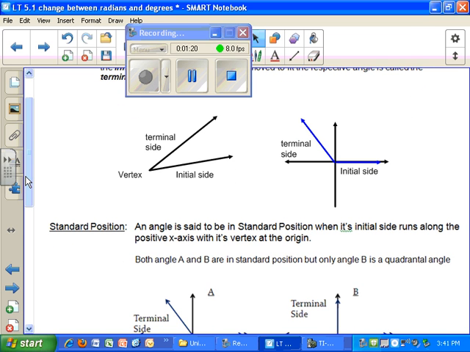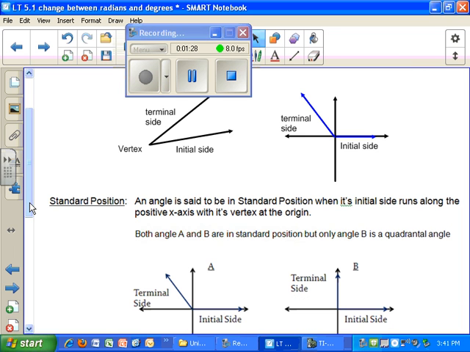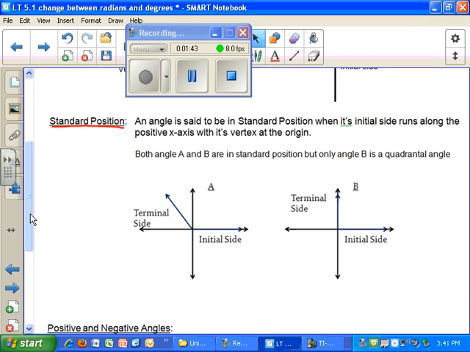We are going to start putting these angles onto the coordinate plane, and so that initial side is going to start on that x-axis, and the terminal side will be any place else. And that's what's called standard position. So an angle is said to be in standard position when its initial side runs along the positive x-axis. So the initial side is running along that positive x-axis.